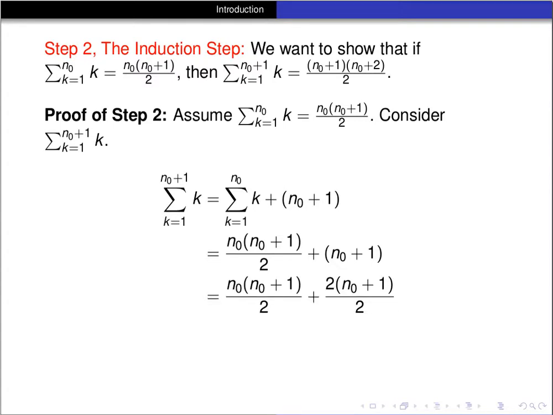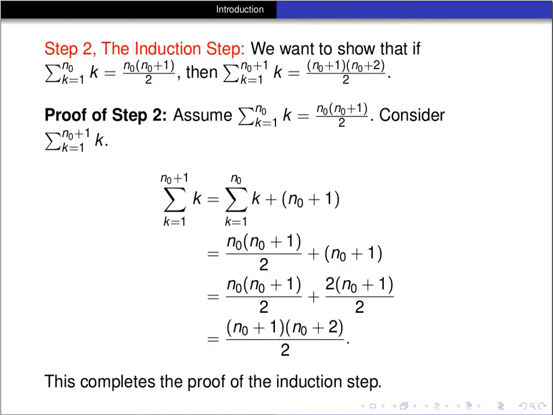So this is the same as n₀ times (n₀ + 1)/2 + 2 times (n₀ + 1)/2. Now you can see there's a factor of n₀ + 1 in the numerator of both fractions there, so we can factor that out, combine like terms, and this equals (n₀ + 1) times (n₀ + 2)/2. So we've just shown that if the statement is true for n = n₀, then the statement is true for n = n₀ + 1, so that completes the proof of the induction step.